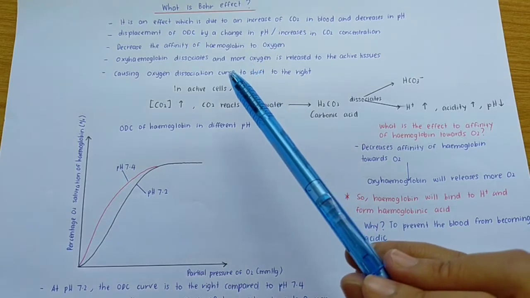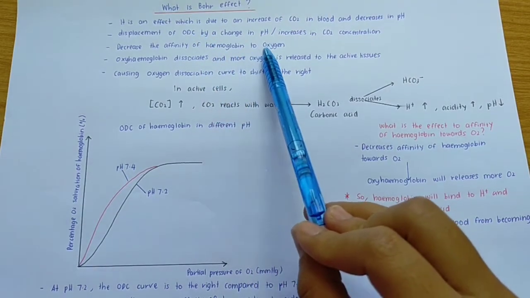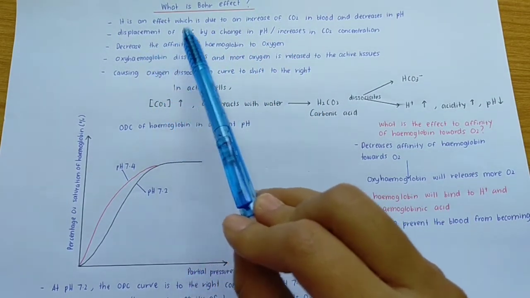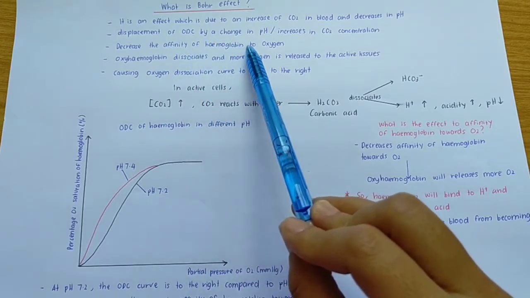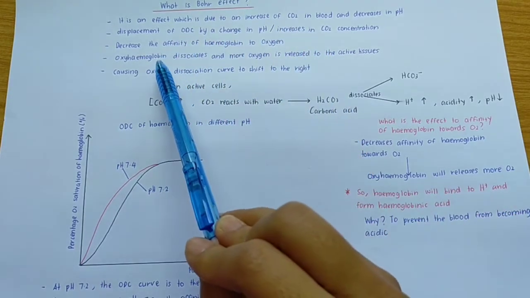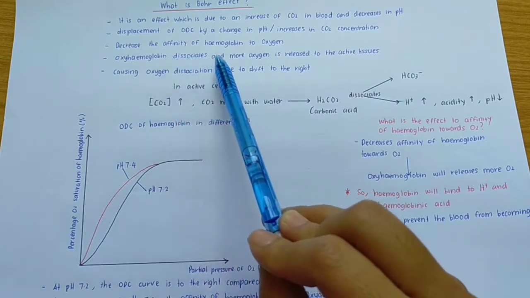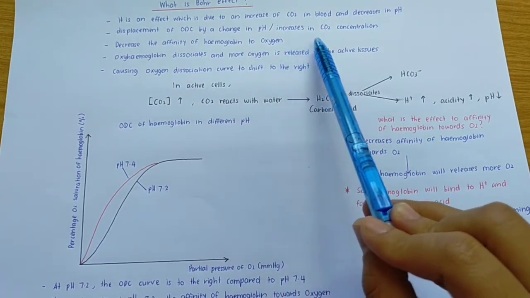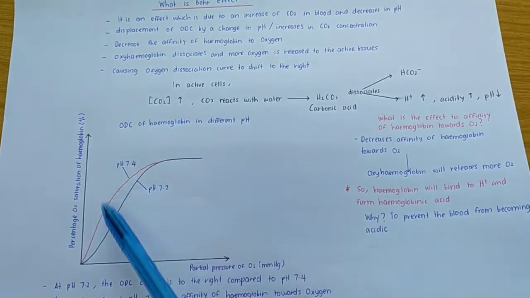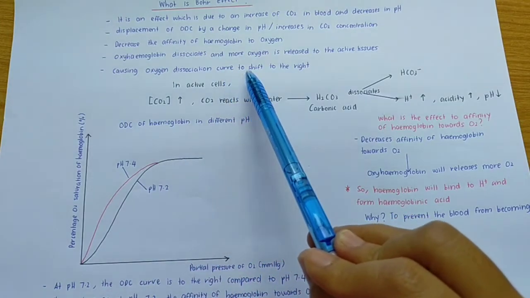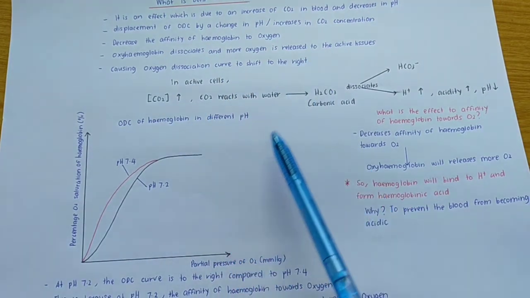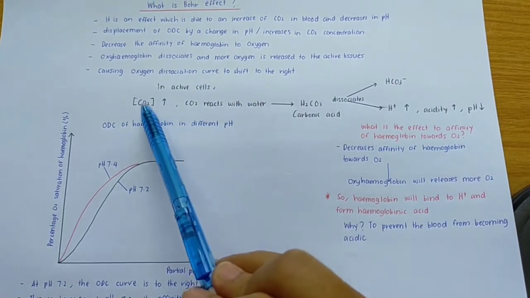So what happens to the affinity of hemoglobin towards oxygen? It will be decreased. So once the affinity of hemoglobin to oxygen is decreased, what happens to oxyhemoglobin? It will dissociate and release oxygen. Then what happens to the oxygen dissociation curve? It will shift to the right. Okay, secara ringkas yang ini macam yang saya dah explain tadi.